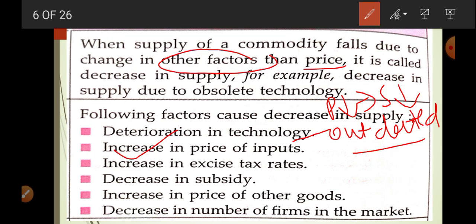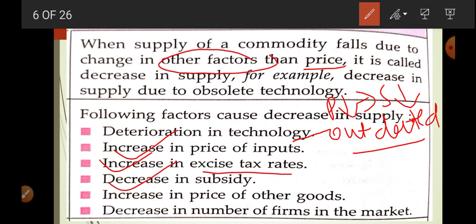Next is increase in the excise tax. If the government is going to impose more tax, then production becomes costly. Because the tax is included in the price of the commodity, its supply is going to be reduced because sellers are going to gain less profit from it.